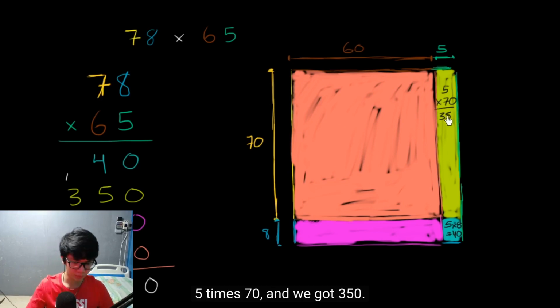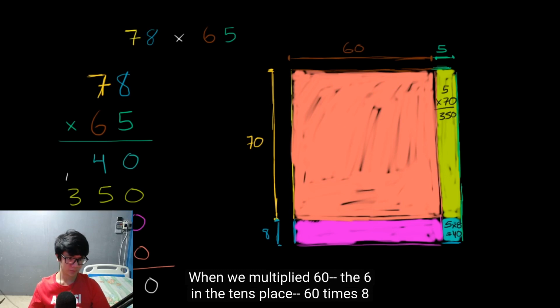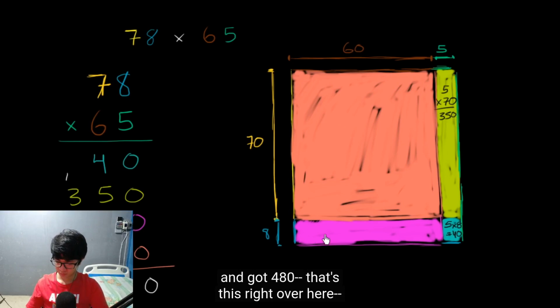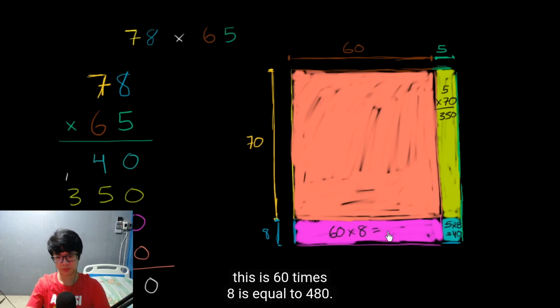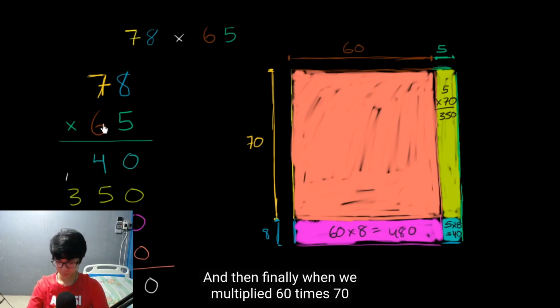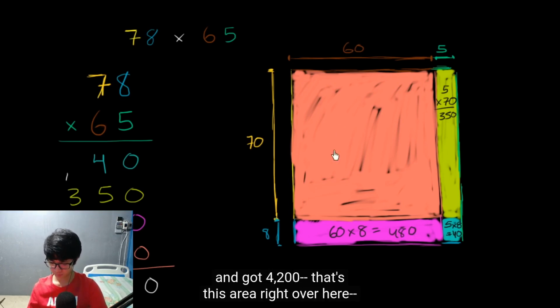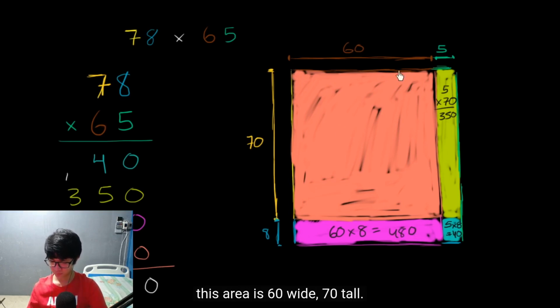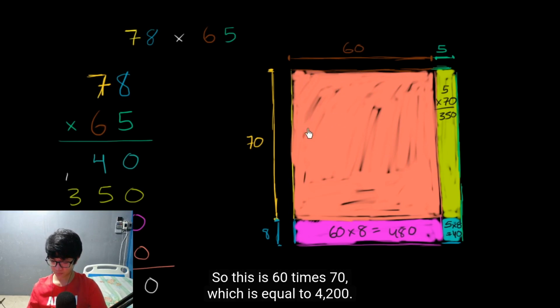When we multiplied 60, the 6 in the tens place, times 8 and got 480, that's this right over here. This is 60 times 8, which is equal to 480. And then finally, when we multiplied 60 times 70 and got 4,200, that's this area right over here. This area is 60 wide, 70 tall. So this is 60 times 70, which is equal to 4,200.